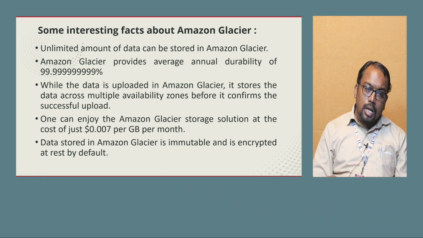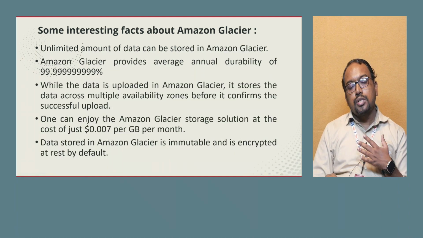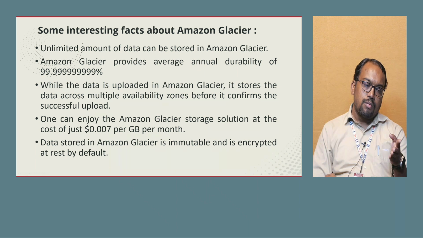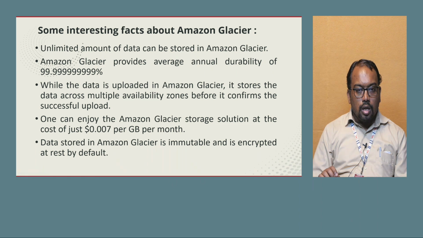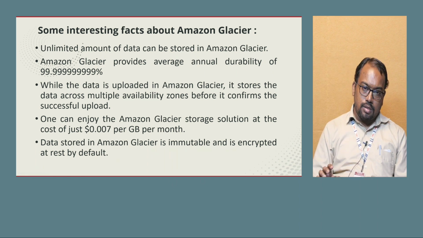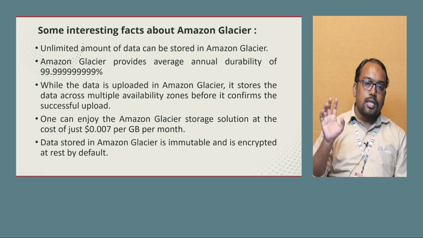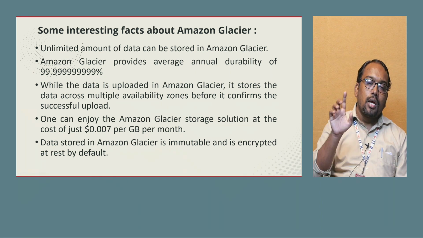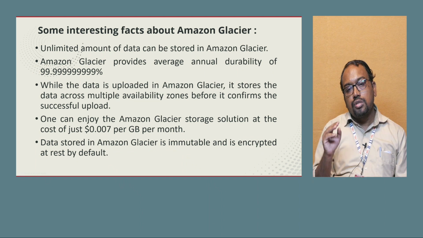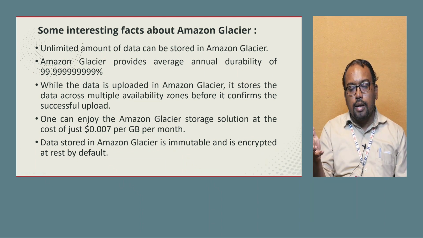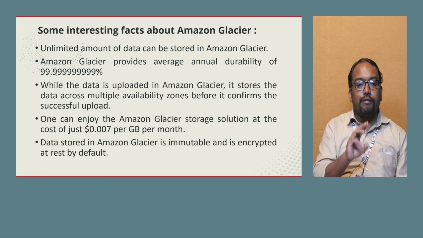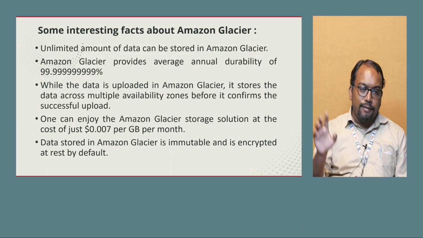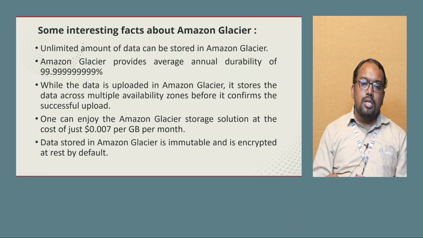per GB per month. So if I am using just 1 GB for a month, I will be paying only $0.007. Again, I just want to recollect the point. This is Glacier, this is not the S3 bucket. So what do I mean by Glacier? It is just a kind of backup, so that is why the cost is so low. If you are using S3 for a day-to-day application, where the data is accessed every day or every minute, then the cost will differ. This is only for backing up data. Data stored in Amazon Glacier is immutable and encrypted at rest by default.